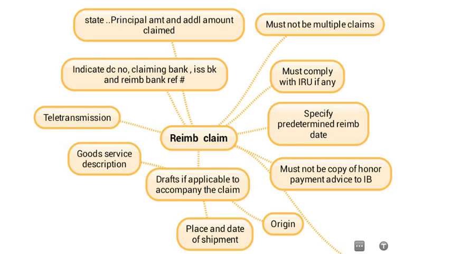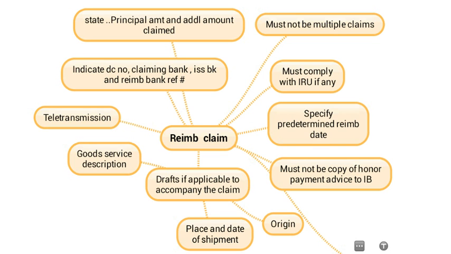In case drafts are called for, the drafts have to mention the goods or the service description. It should also say the place and date of the shipment and the country of origin of goods. Normally, drafts at sight on the reimbursing bank are not called for. Only in case of a usance transaction, tenor drafts have to accompany. The reimbursement claim has to indicate the documentary credit number, the details of the claiming bank, and the reference number of the issuing bank and reimbursing bank, if any available.